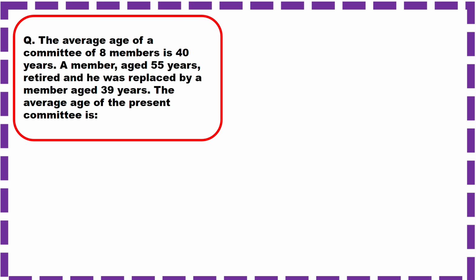The average age of a committee of 8 members is 40 years. A member aged 55 years retired and he was replaced by a member aged 39 years. The average age of the present committee is? So we have 8 members, and the average age of these 8 members is 40 years. So the total age of these 8 members is average into total numbers, right? So 40 into 8, that is equal to 320 years is the total age.